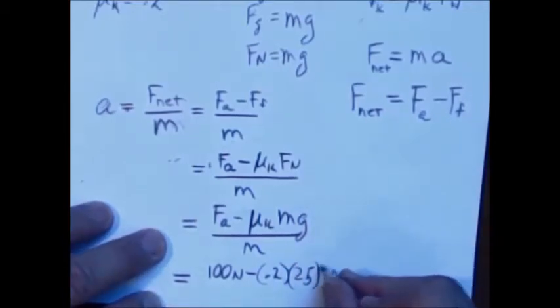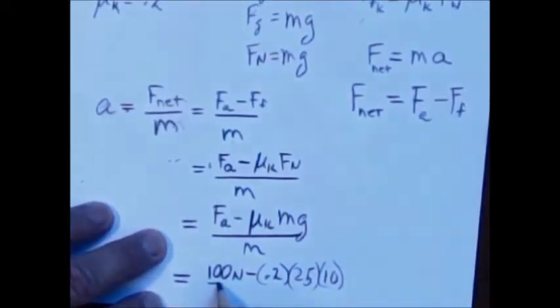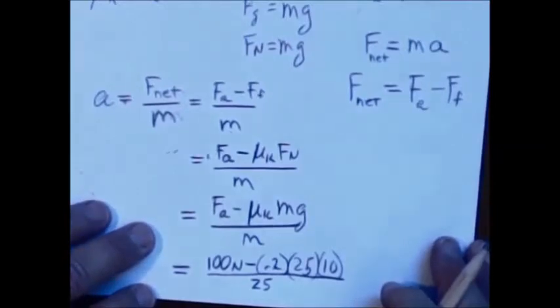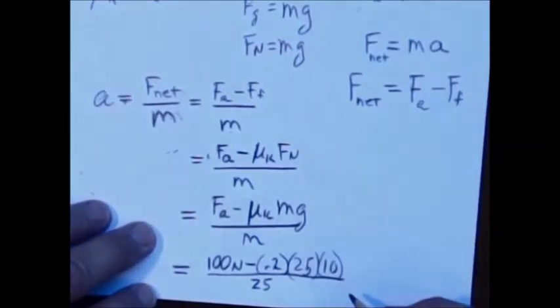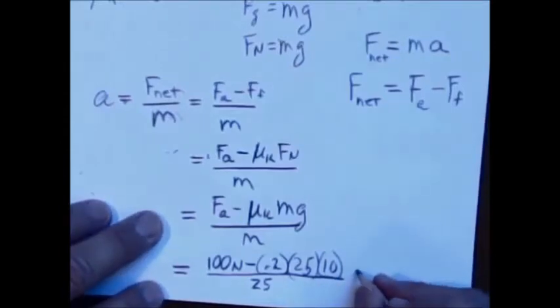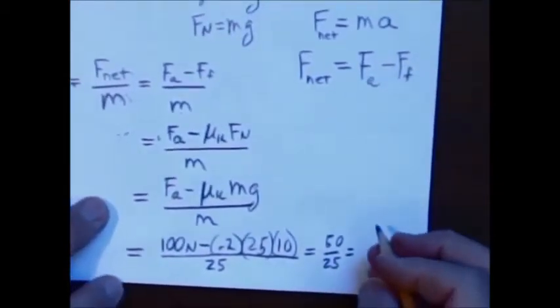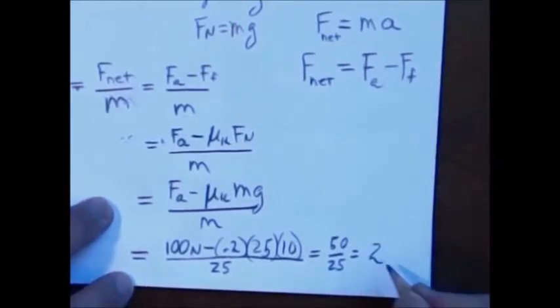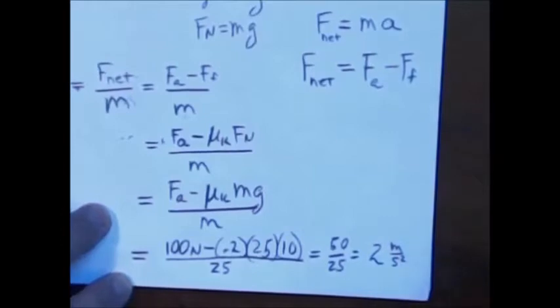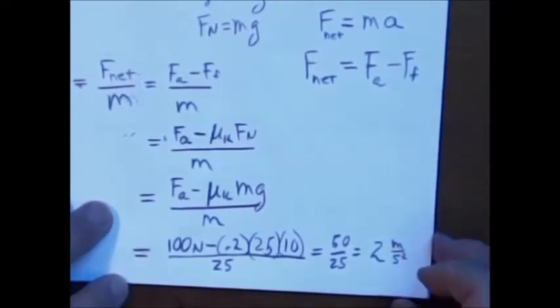G is equal to 10, and mass is equal to 25 kilograms. I think that if you plug that all into your calculator, you will get 50 over 25, or the big number, 2 meters per second squared. Alright.